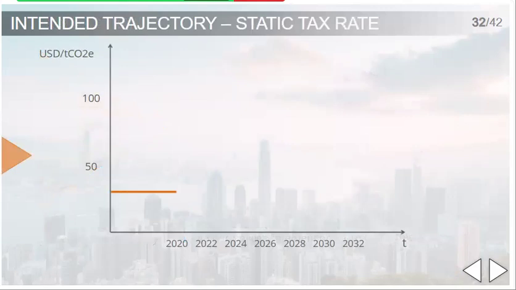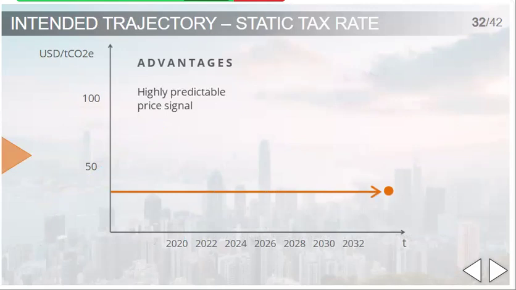A fixed or static tax is one that simply stays the same after its implementation. This approach has the advantage of giving a stable and highly predictable price signal. This stability facilitates private investment. However, the advantages of stable prices depend upon governments' capacity to convince the liable entities that they will not adjust the rates in response to political pressure.